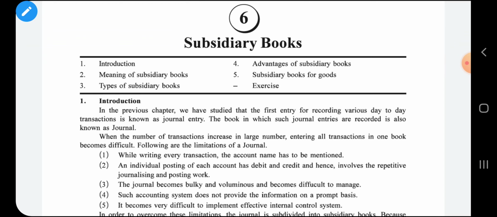Last one was journal. Now we are directly moving ahead to the next chapter, that is subsidiary book, because subsidiary book is somewhat connected with journal. So I am continuing with this lesson. Now what is subsidiary book, that we will try to understand.